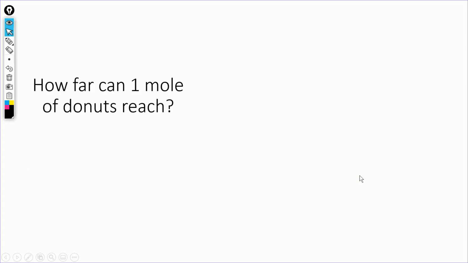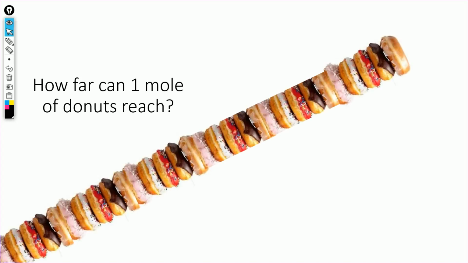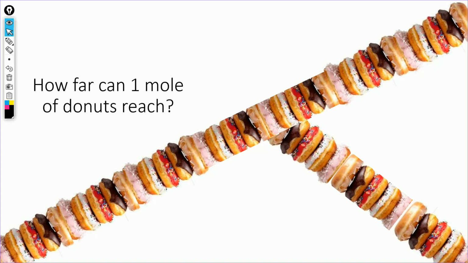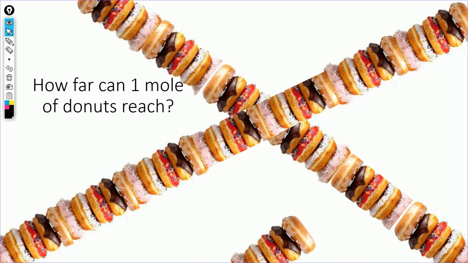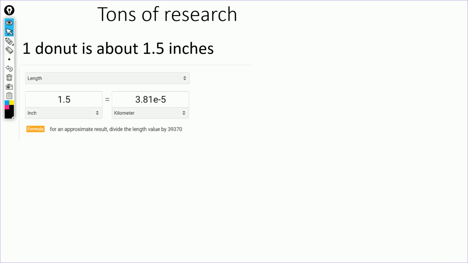But all this talk about donuts and moles got me thinking: how far can 1 mole of donuts reach if you stack them end on end? I started doing research, and more research, and I started realizing that a mole of donuts is actually a lot. What I did is I had to think about it. A donut is about 1.5 inches, right?